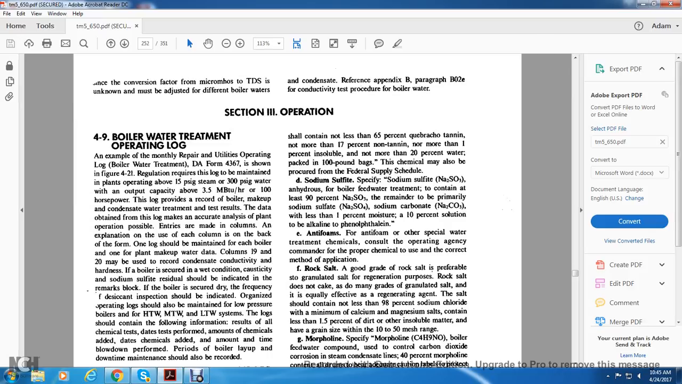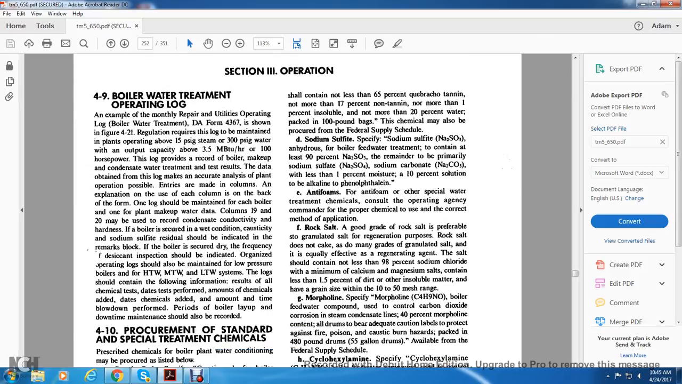For makeup water detail, columns 19 and 20 may be used for the record. Condensate conductivity and hardness are recorded. If the boiler is secured in a wet condition, caustic and solid phosphate residual should be indicated. If the boiler is secured dry, the frequency of disconnect and inspection should be recorded.